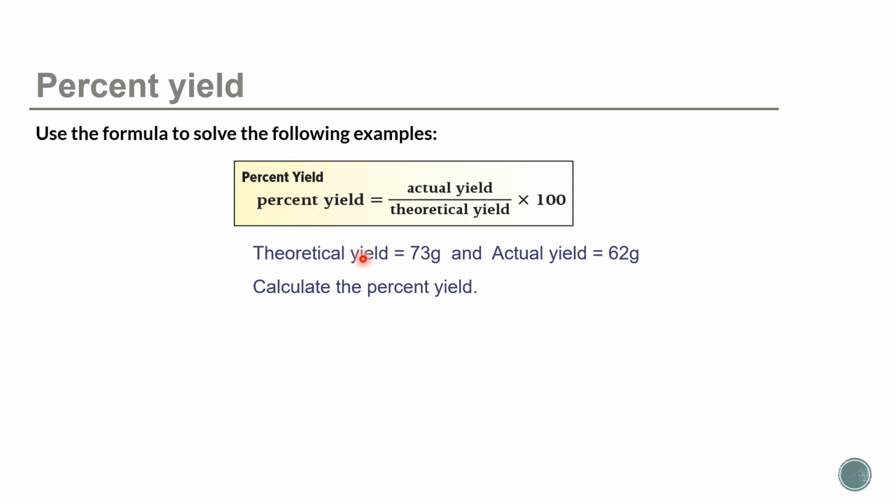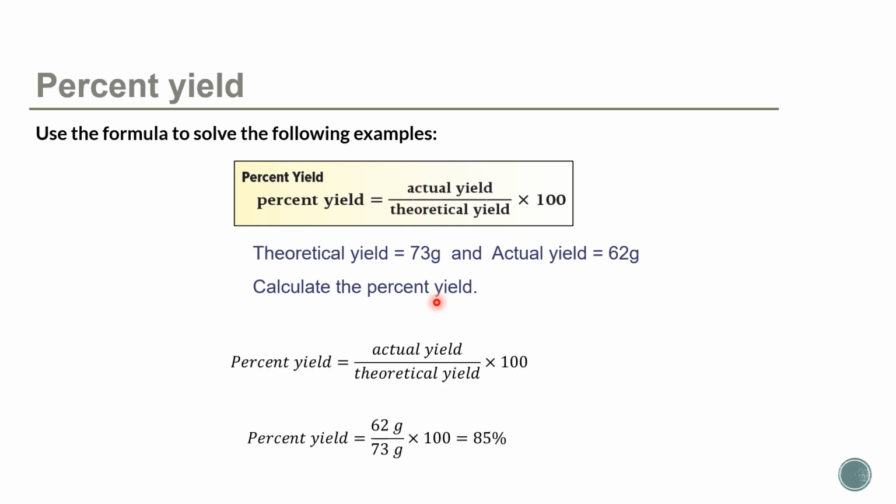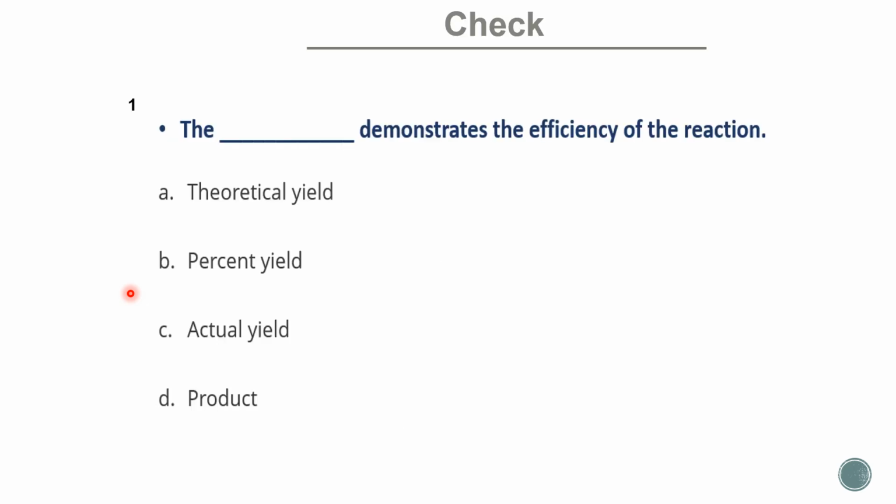Okay? So use this formula to find the percent yield. Imagine you have an experiment and you calculate it by hand, and the theoretical yield of the product was 73 grams and the actual yield was 62 grams. Calculate the percent yield. So use this equation. نستخدم هاي المعادلة. بنسوي actual yield تقسيم theoretical ضرب 100. نحط الأرقام actual الصغير على الكبير ضرب 100 تقريبا 85%. So 85%. Okay? That's the percent yield.